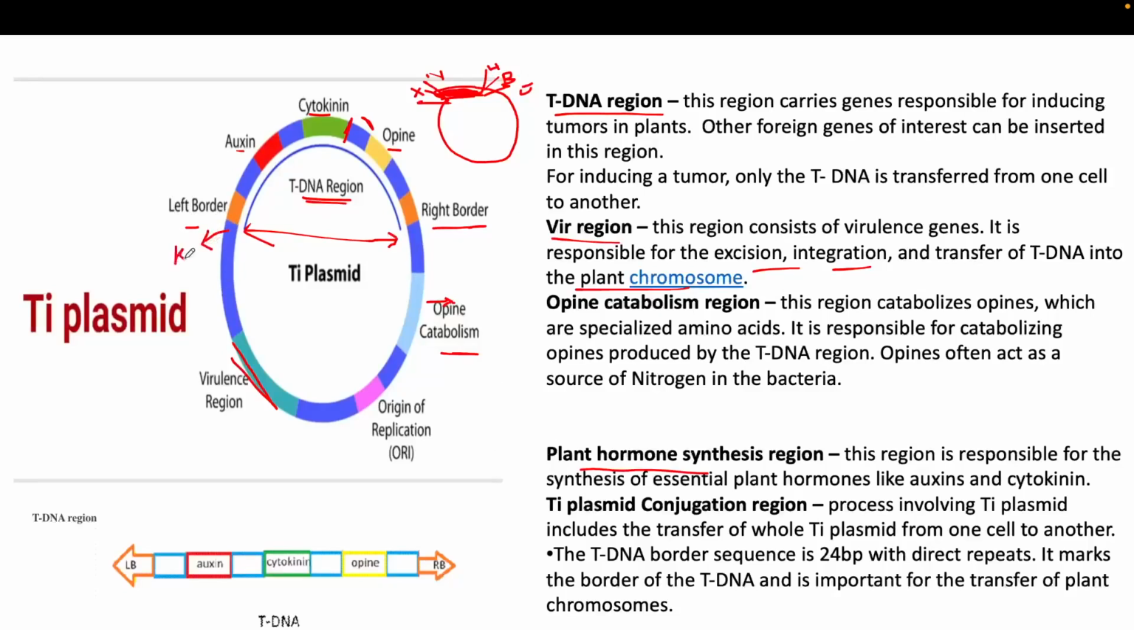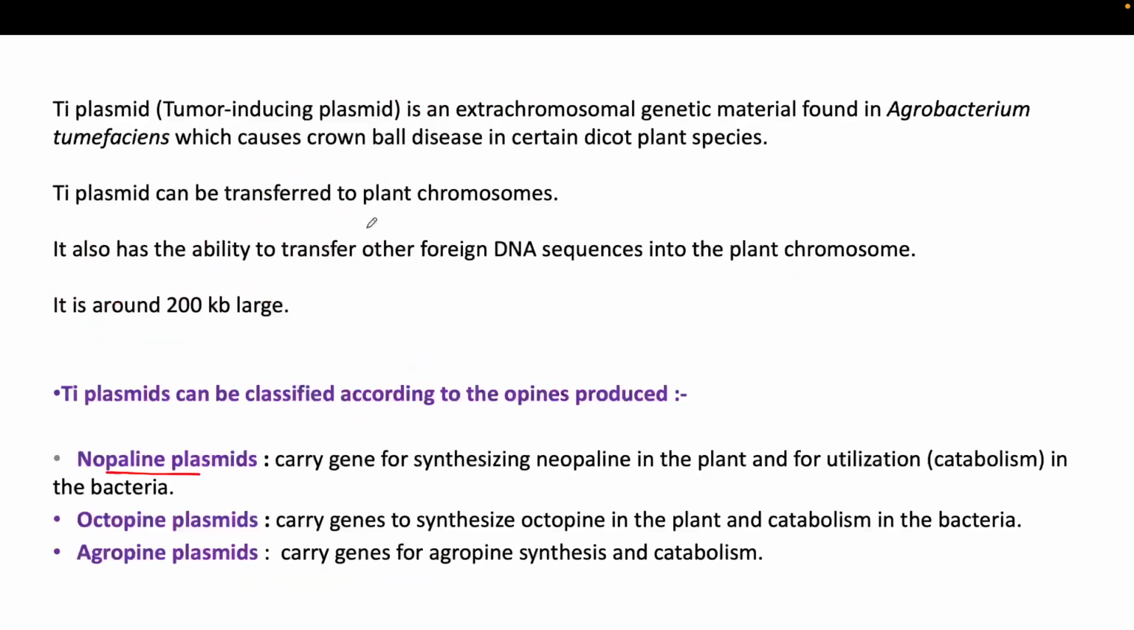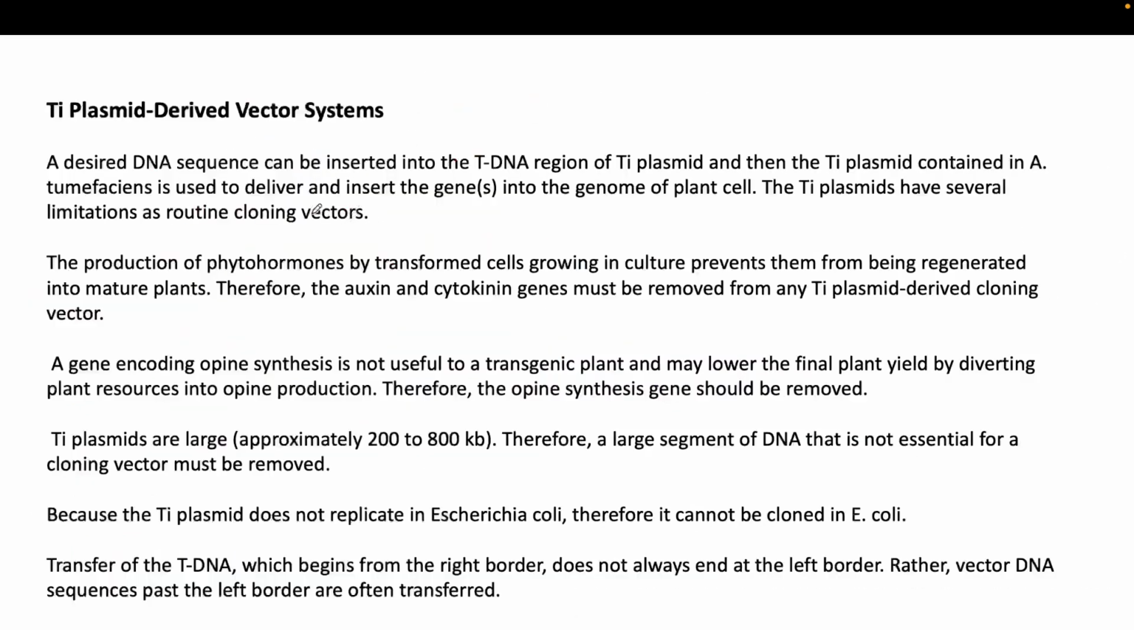Suppose your target gene is not integrated and some other gene from the plant is inserted here, then this killer gene will get activated and the cell will not be allowed to survive on the kanamycin plate. This killer gene is optional, but the selectable marker is very much essential when you are using this Ti plasmid as a vector system.